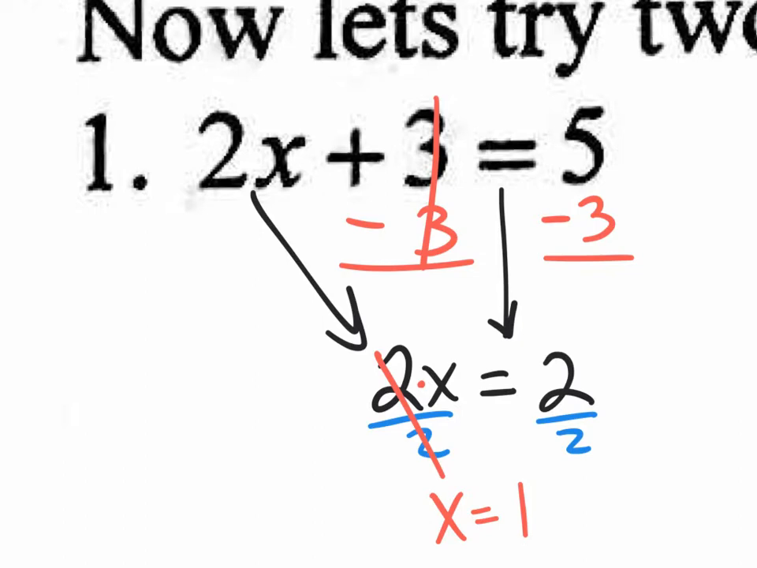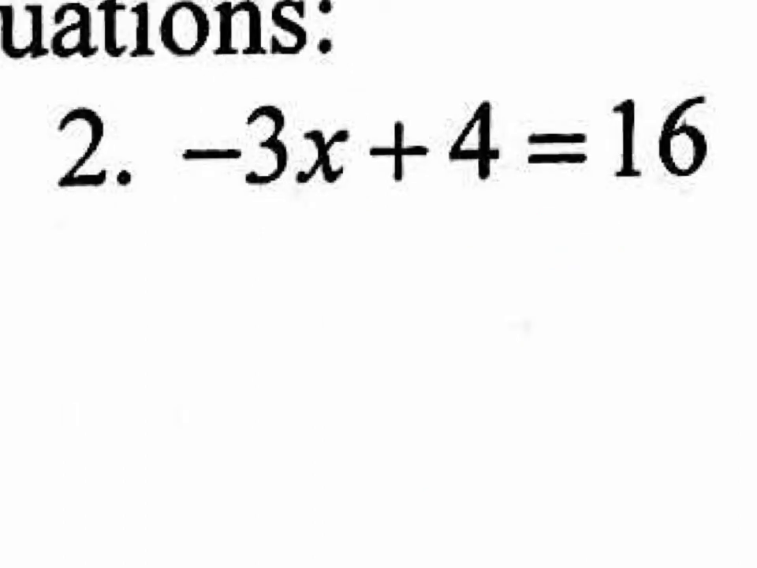Let's try number 2. Number 2, I have x on the left side of the equal sign. It's definitely not by itself. Okay, it's not by itself. So what do I get rid of first? 4. The bum at the corner, the 4, right? So we're going to subtract 4 to get rid of it.